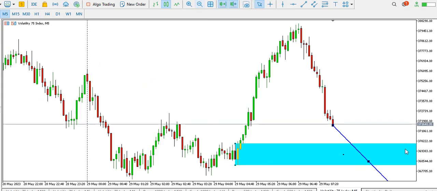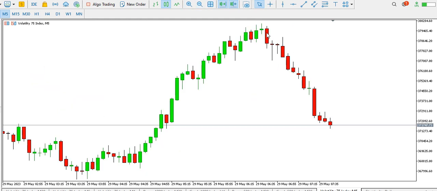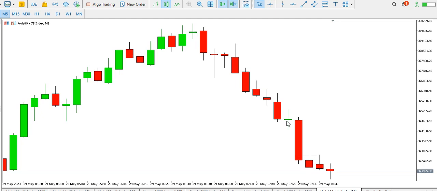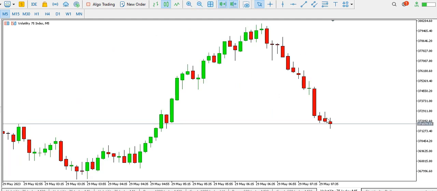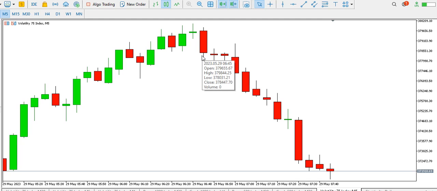On the 5 minutes time frame, it shows clearly that the bears are in the market. If we zoom in on the chart, we can see that all the candlesticks are red. There is no green candle. Okay, there's a tiny green candle at the middle, but the rest are red. That means that the bears are controlling the market. The bears are currently active in the market, and the bulls are inactive. So you might want to sell Volatility 75 index for now.